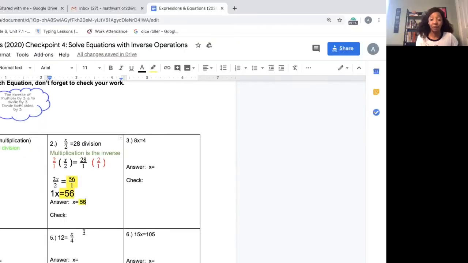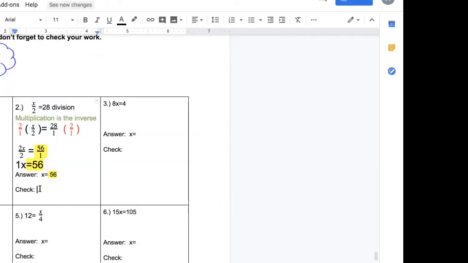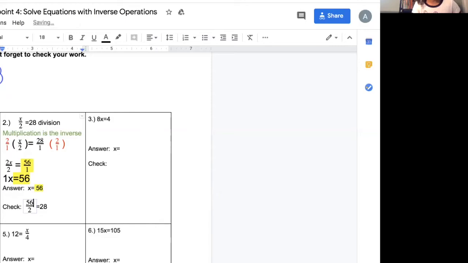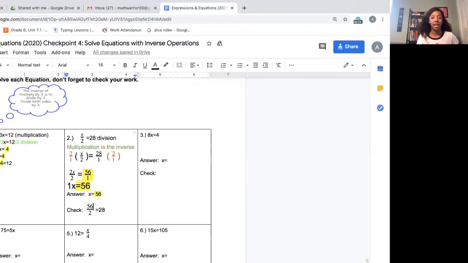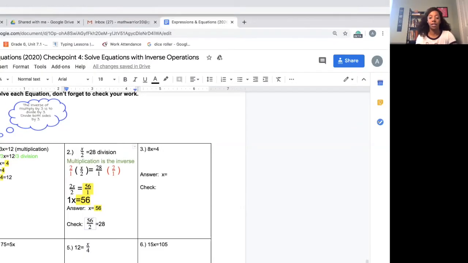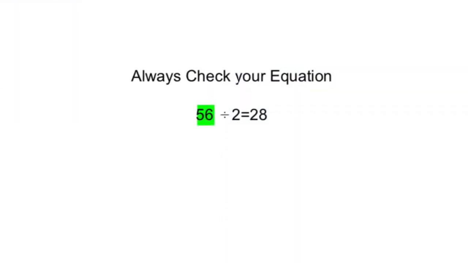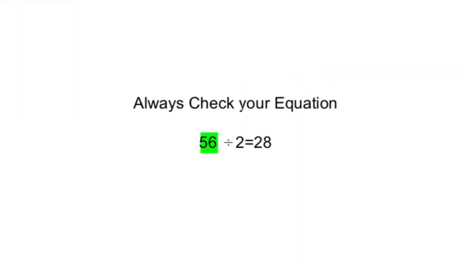Let's check our work and make sure we got this correct. It's always important in algebra to check our work. If I take our original equation and substitute x with 56, that becomes 56 divided by 2. I can always check on a calculator to see if 56 divided by 2 is 28. Awesome. Let's go on to the next problem.